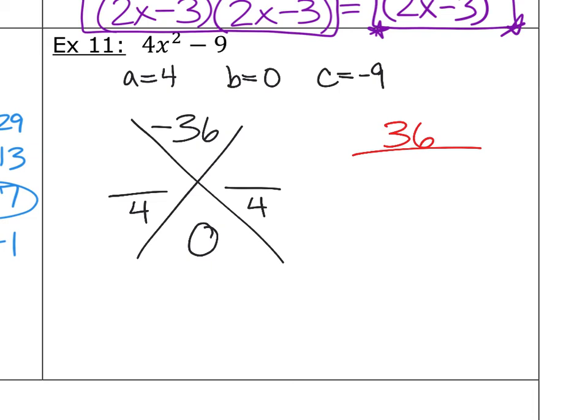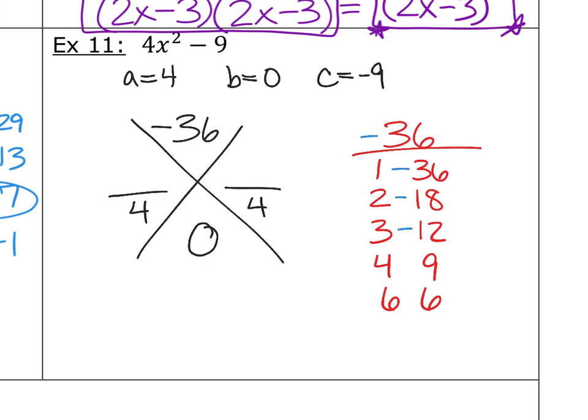Does that make sense? Okay, in the meantime, did y'all make a list of 36? Okay, read them off for me. 1 and 36, 2 and 18, 3 and 12, 4 and 9. Fabulous. Now you're right, I heard somebody say negative. We have a negative 36 on top, which means I'm going to subtract all of these. I'd get negative 35, negative 16, negative 9, negative 5, and 0.